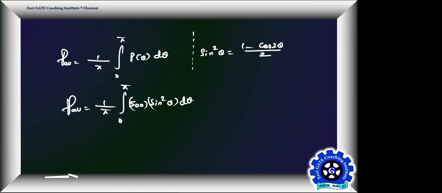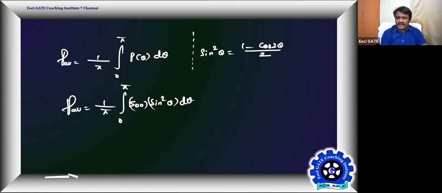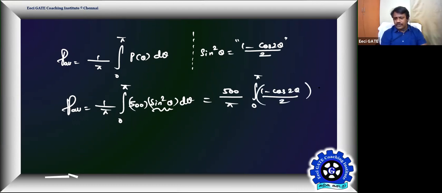Is it true? Yes, sir. Okay, exploiting this understanding, it's (1 minus cos 2 theta) by 2, then replace your sine square theta. Then this integration becomes, so take 500 out, so it is going to be 500 by pi. Integration 0 to pi, replace sine square theta by (1 minus cos 2 theta) by 2, integration with respect to theta.